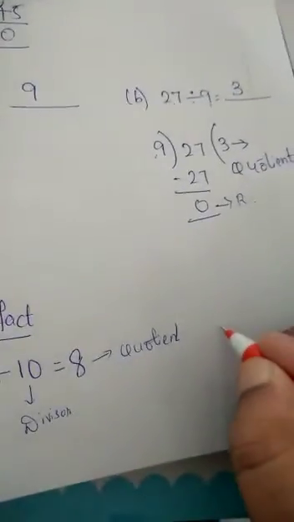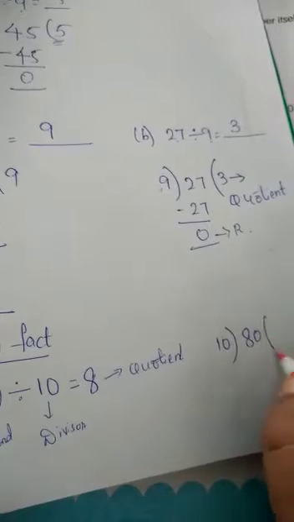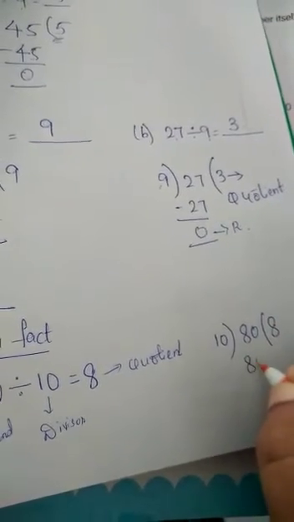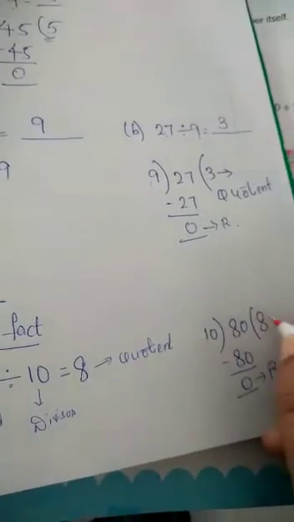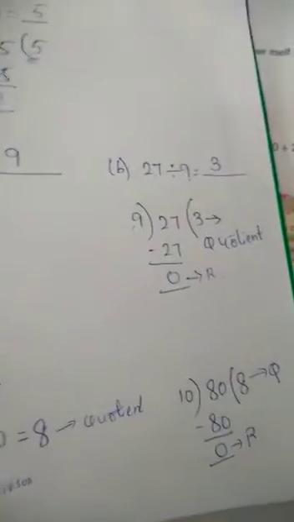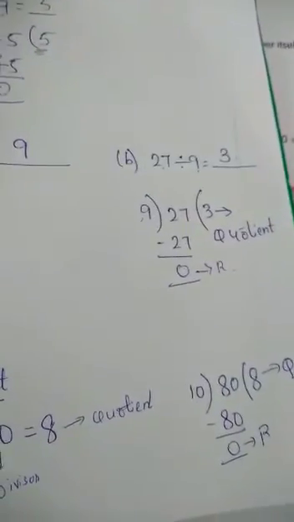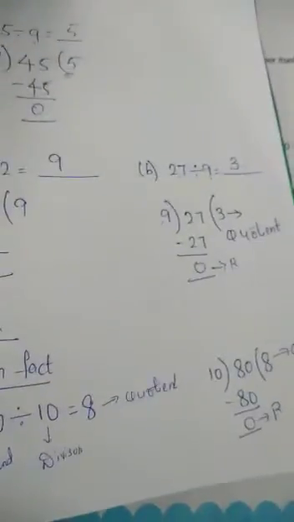Here we have to solve like this. If you are not understanding, 80 divided by 10: 10 8s are 80. 80 minus 80, 0. So here our remainder is 0. Quotient is 8. 80 is dividend and 10 is divisor. Like this you have to write the division fact. Remaining you practice it. It's very simple.